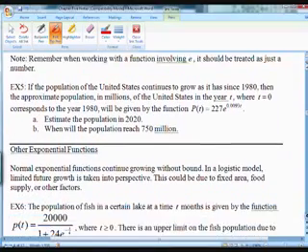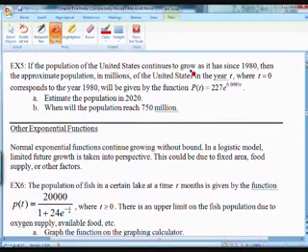So we're nearly done. Example 5 says if the population of the United States continues to grow as it has since 1980, then the approximate population in millions for the United States in the year T, where T equals 0 corresponds to 1980, will be given by the function this. This gives you the population of the United States T years after 1980. So estimate the population in 2020.